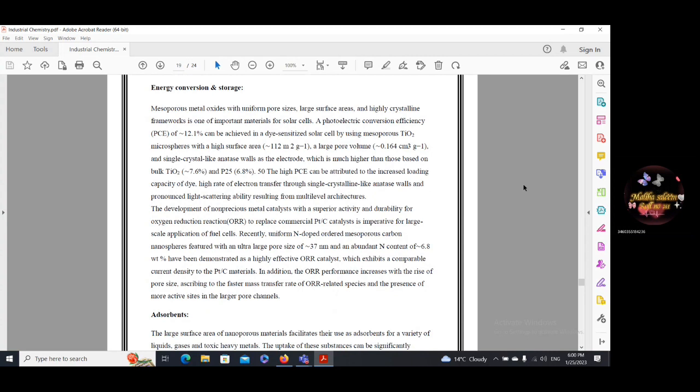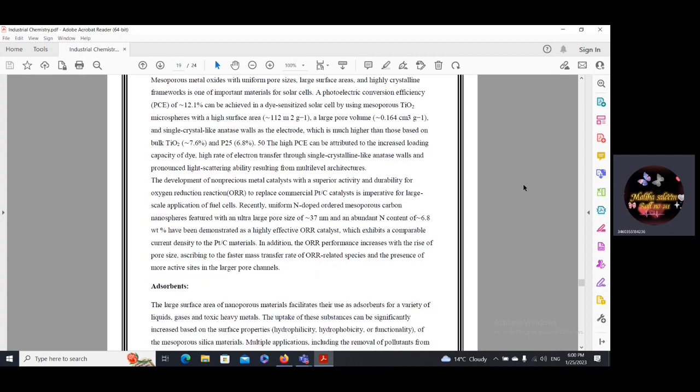The development of non-precious metal catalysts with a superior activity and durability for oxygen reduction reactions to replace commercial platinum over carbon catalyst is imperative for large-scale application of fuel cells. Recently, uniform and highly ordered mesoporous carbon nanosheets featuring a large surface area, pore size of approximately 3 and 37 nm, and an abundant nitrogen content of approximately 6.8 weight percent.